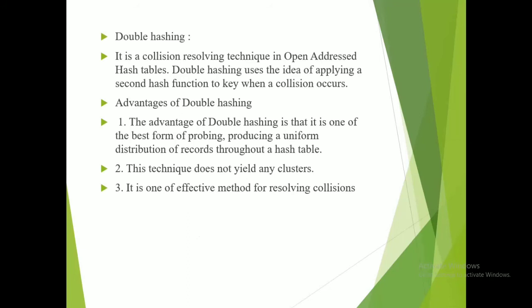Double hashing. It is a collision resolution technique in an open addressed hash table. Double hashing uses the idea of applying a second hash function when a collision occurs. Advantages of double hashing. First, it is one of the best forms of probing, producing a uniform distribution of records throughout the hash table. Second, this technique does not yield any clusters. Third, it is one effective method for resolving collisions.